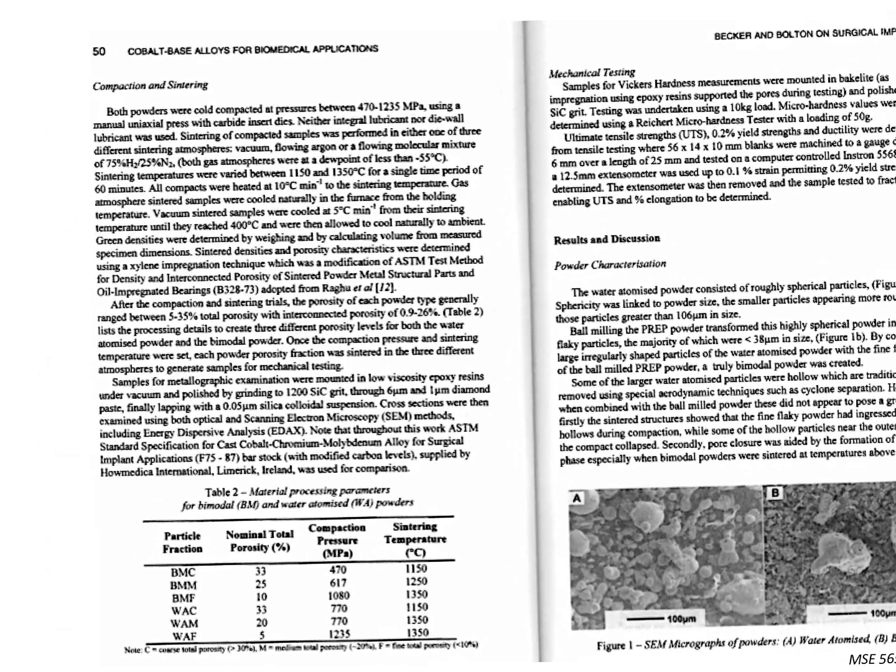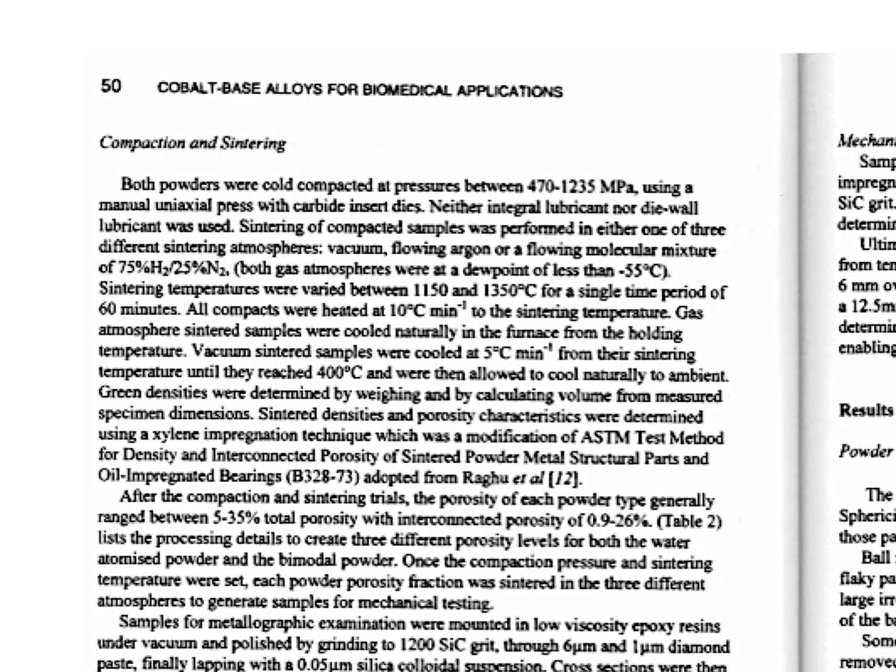And they looked at cold compacted pressures between 470 and 1235 megapascals. I looked this up. This is like 100,000 psi. Downstairs we do like 3,000 psi. So this is way, way, way higher pressure than you may have ever seen. It was a manual uniaxial press with carbide die inserts because everything is still bloody hard.